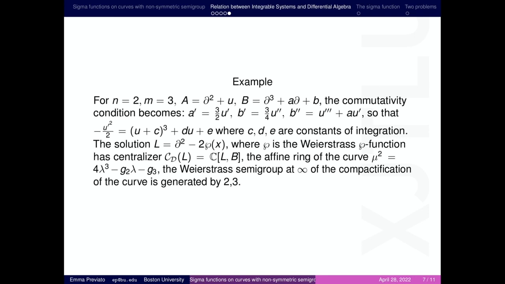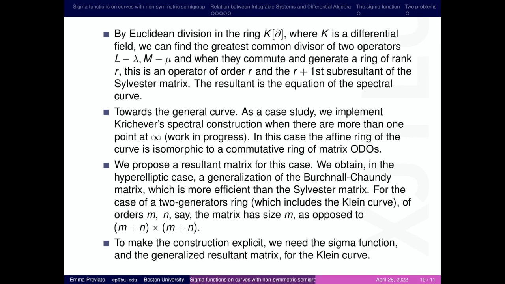Okay. But what do you do when you have more than two operators? So, by Euclidean division in this ring, where K is a differential field, and I denote again d by dx by the partial symbol del, that's done in the theory because there are other variables like t, like time. So usually you denote d by dx by a partial.